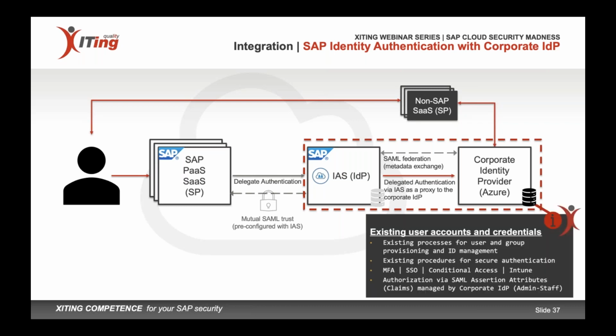That means that you still are able to reuse your existing processes for user and group management. Yeah, because your user already exists in the corporate IDP. You don't have to take care about creating users in the identity authentication store. Also, you can reuse your existing single sign-on solution, security policies like conditional access, and also all the claims and the group handling that you would like to provide as part of the SAML token is completely managed by the corporate IDP, if you like to have that, or if you want this that way.